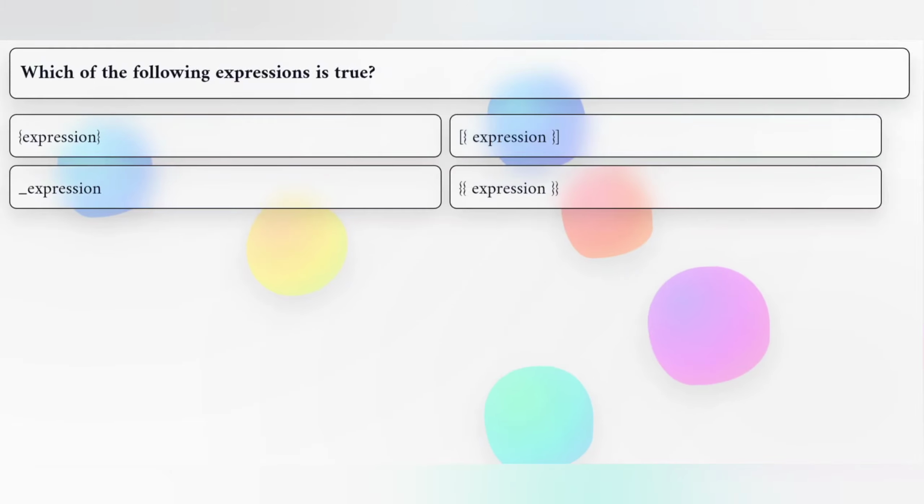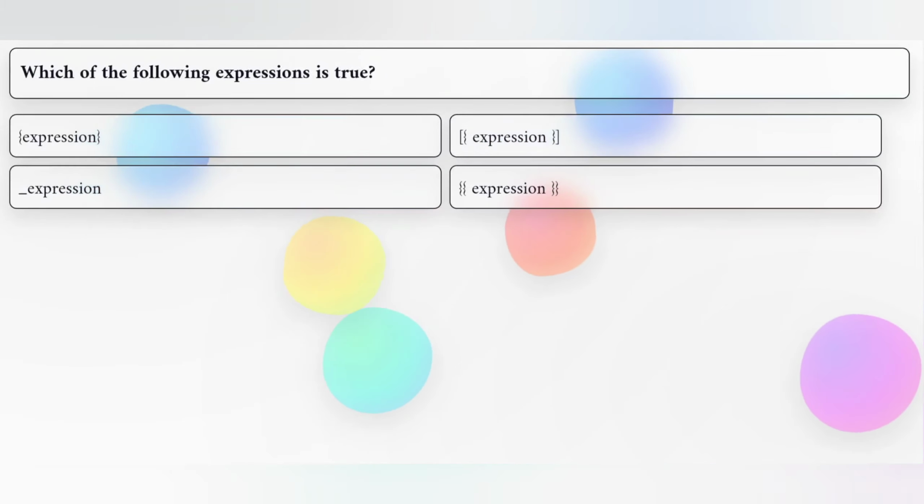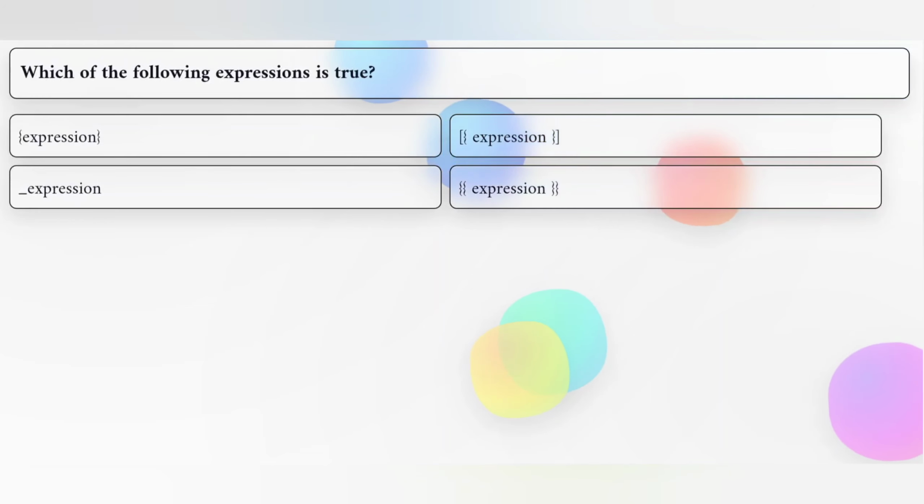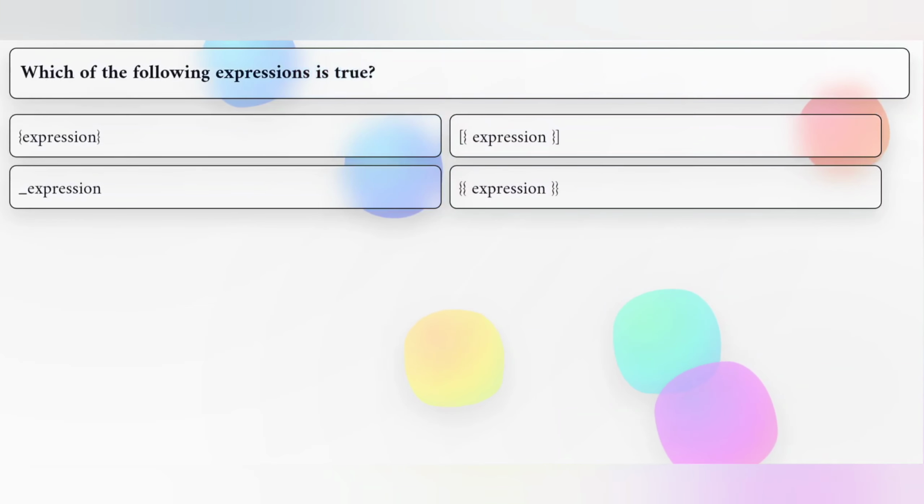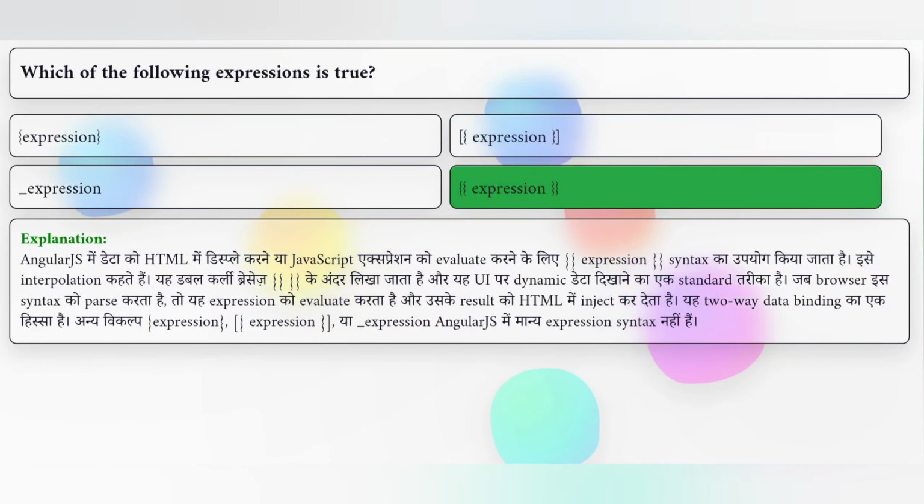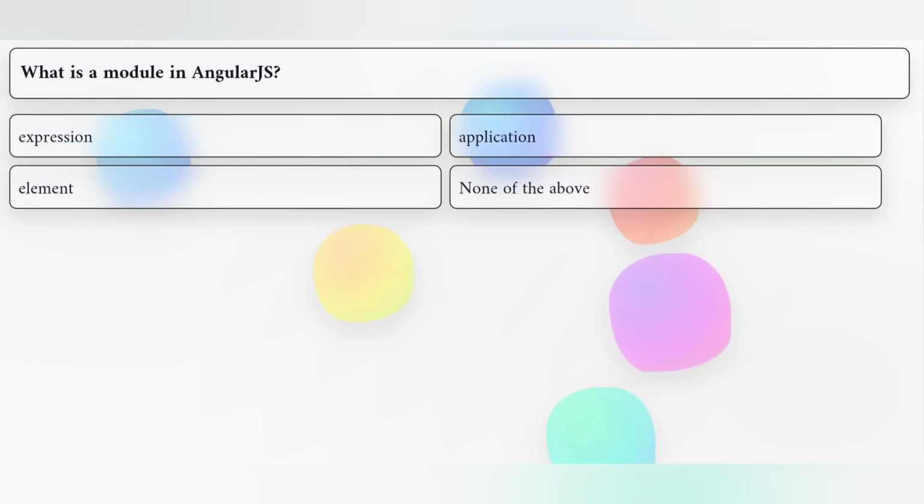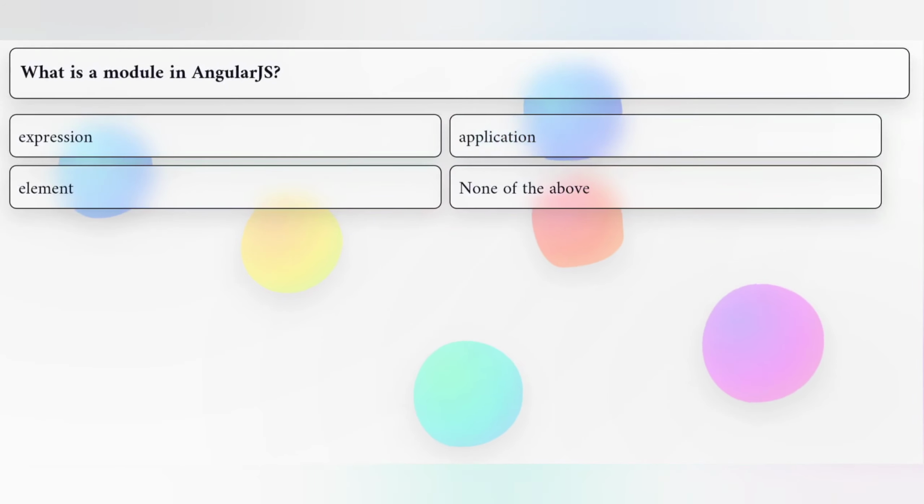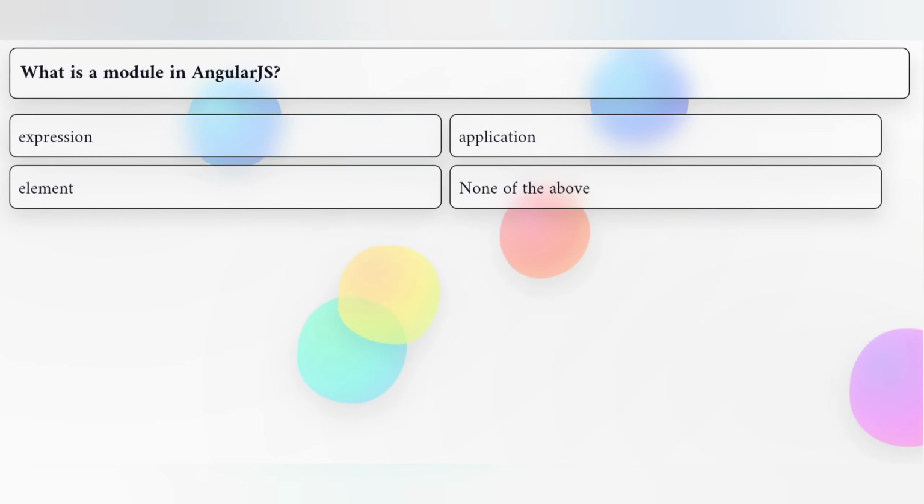Which of the following expressions is true? What is a module in AngularJS? Expression, application, element. None of the above.